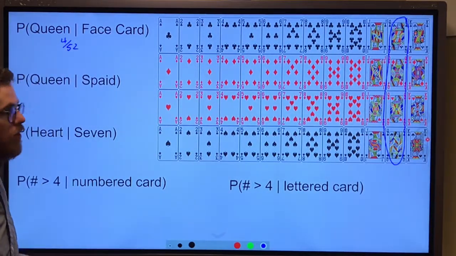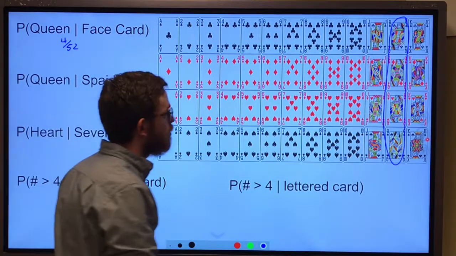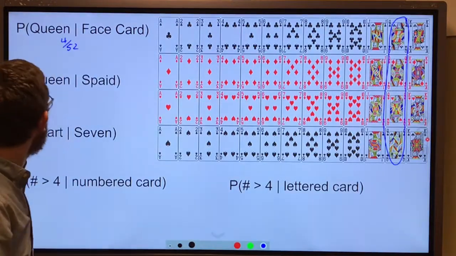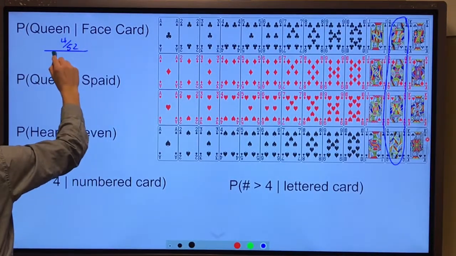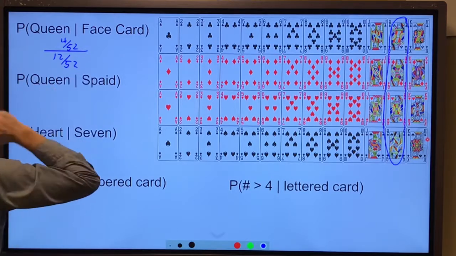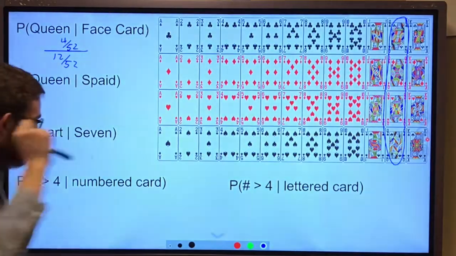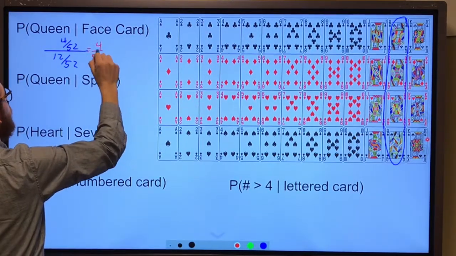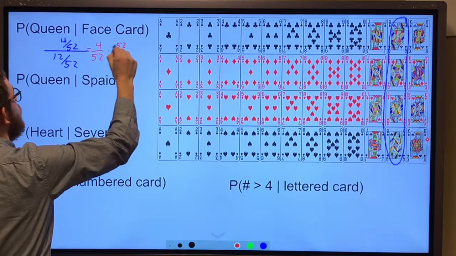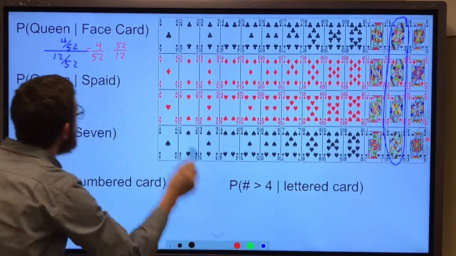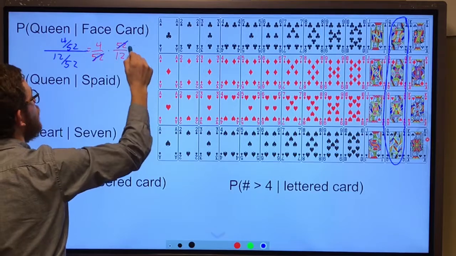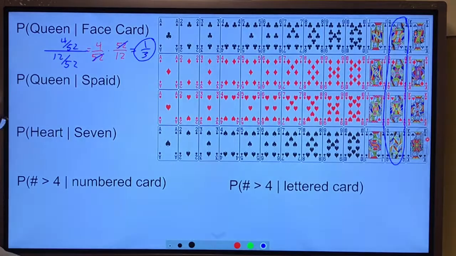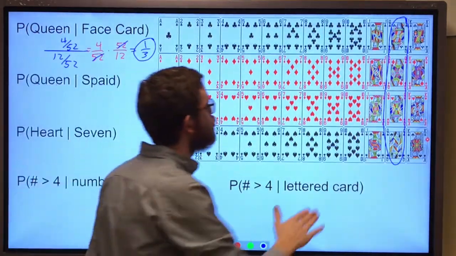Given that it's a face card, well, let's look at the face cards. 1, 2, 3, 4, 5, 6, 7, 8, 9, 10, 11, 12. There's 12 face cards. So we're going to divide that by the probability of the given, which is 12 out of 52. Because this is division, I'm going to keep change flip. 4 out of 52 times 52 out of 12. The 52s cancel out. That's 4 over 12, which is 1/3. Okay, that's just one situation.